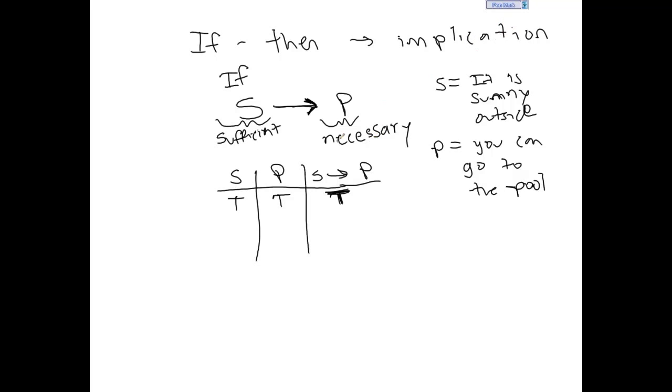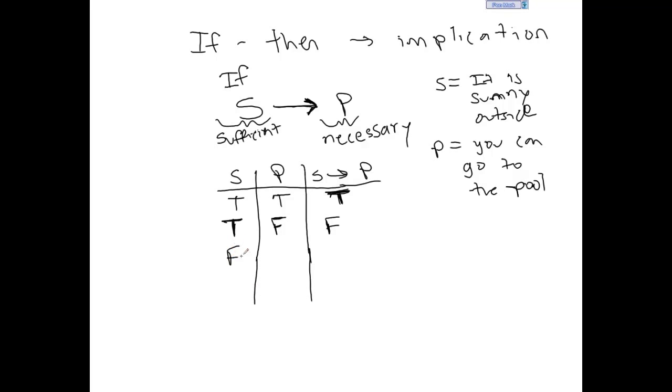Well, what happens if the sufficient part happens, if it is sunny, but your parents say, no, sorry, you can't go to the pool today? Then were they being truthful, or were they, I'll just say it outright, lying? Well, they were lying, right? Because they did not hold to their word, so the outcome of that implication is false. They gave a false implication.